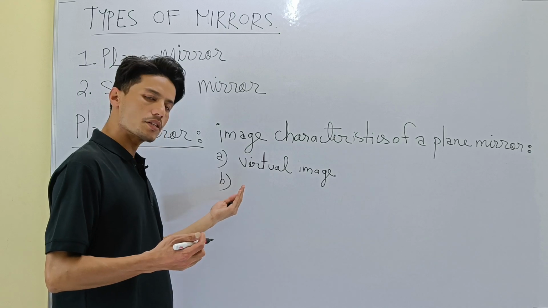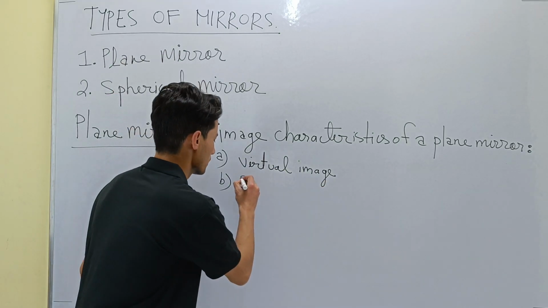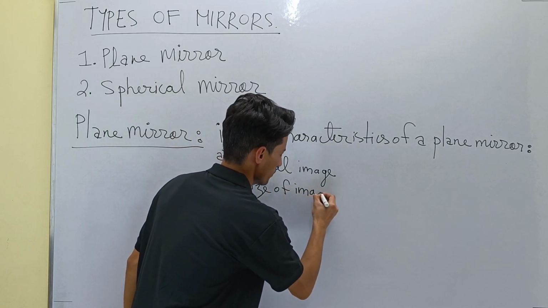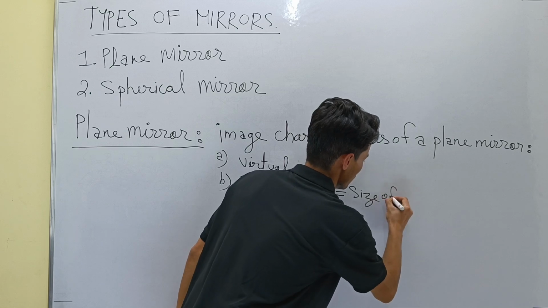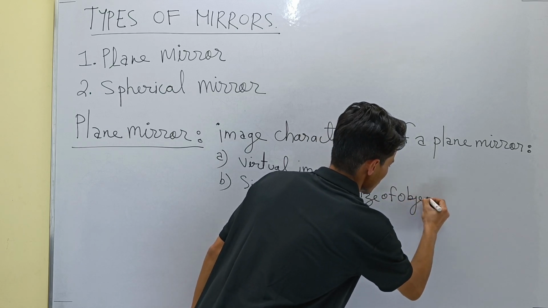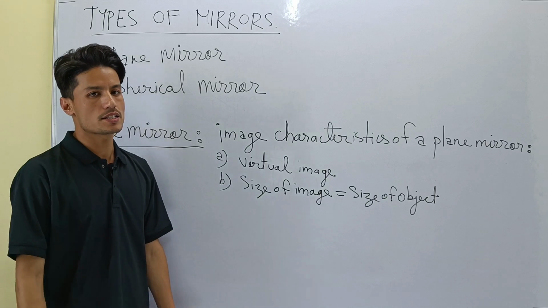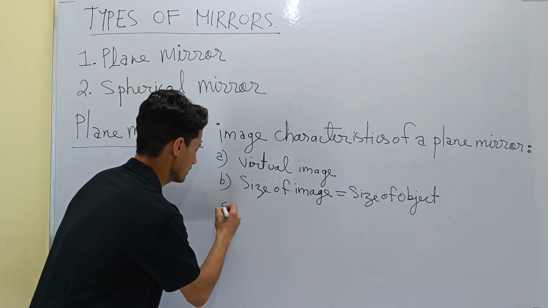So the height of the object is equal to the height of the image. You can also write it as size: size of image is equal to size of object. So the size of the image and the size of the object are the same. The third one, A, B, C.